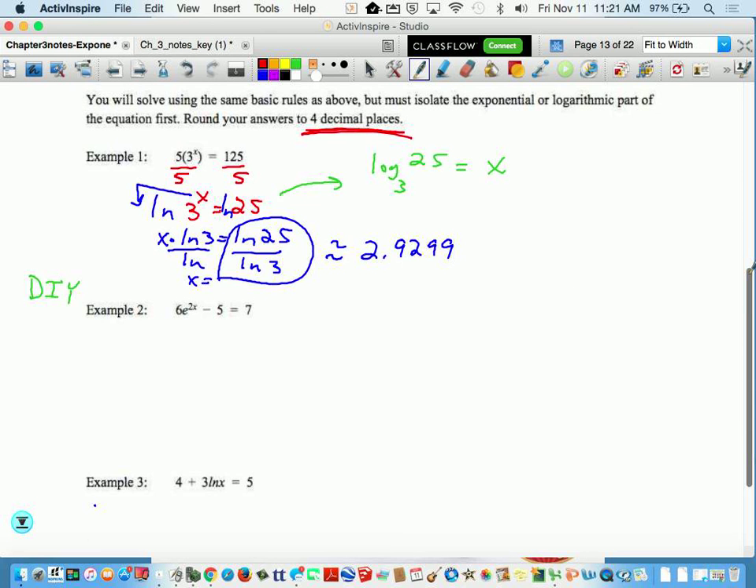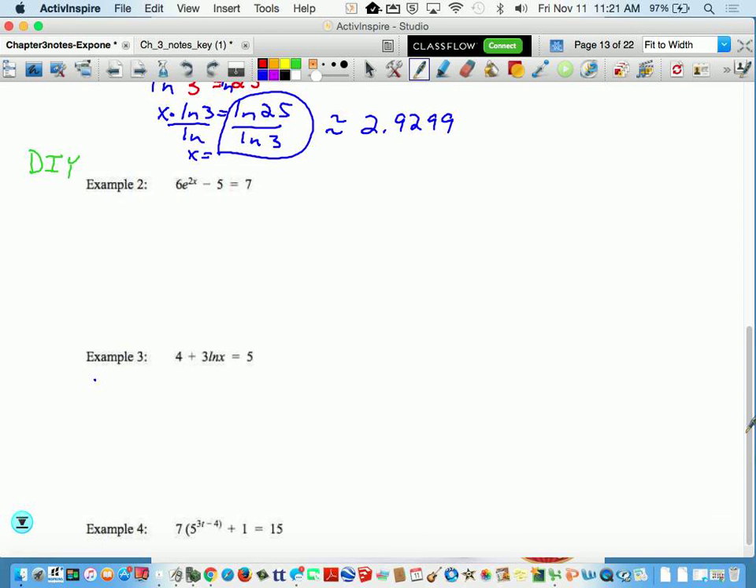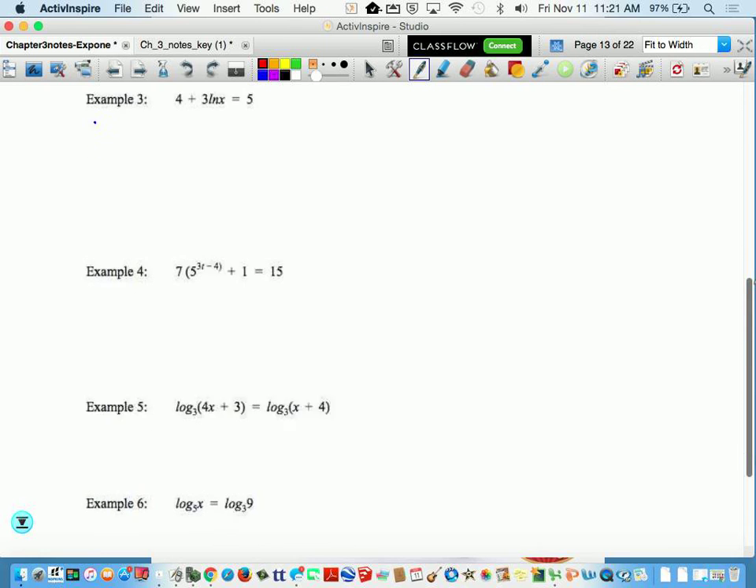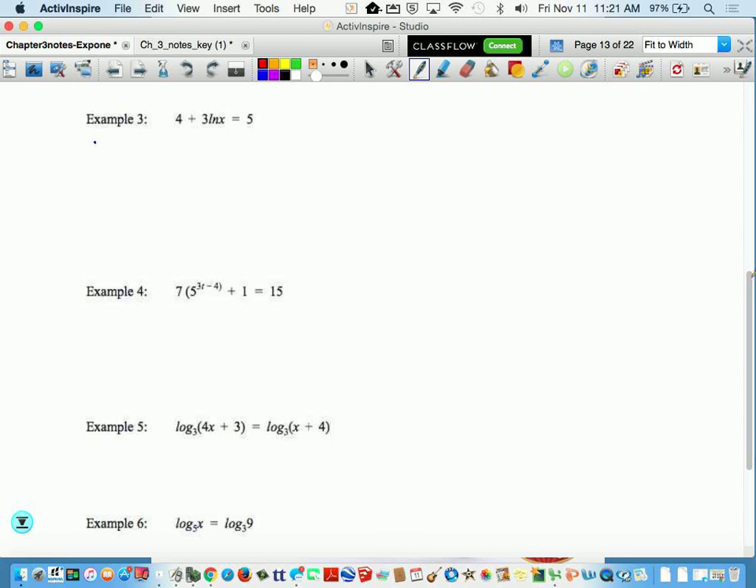Alright, so the next one, example 3. So we do the same thing. Go until your logarithm this time. It's a logarithm in the problem. Go until that's by itself. So subtract the 4. Divide by 3.